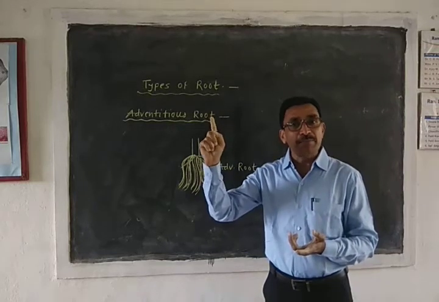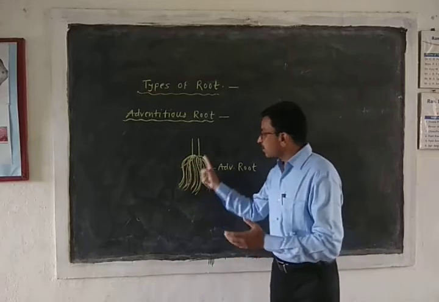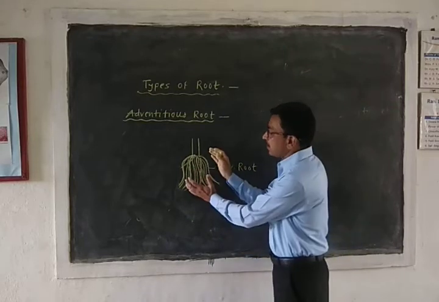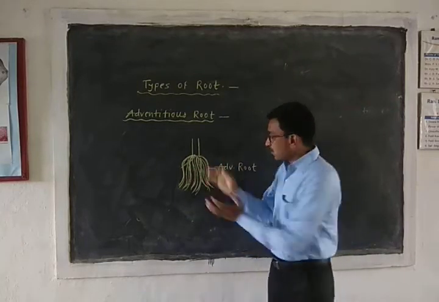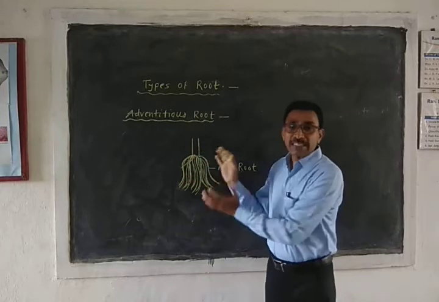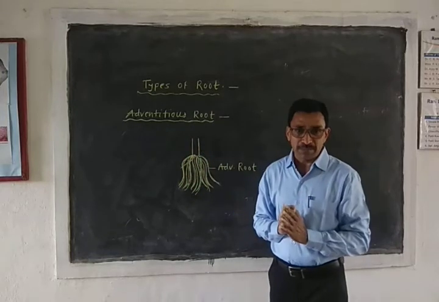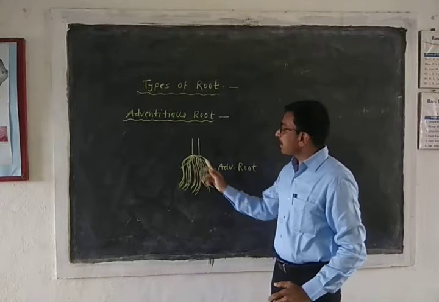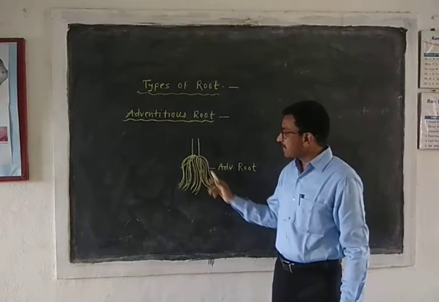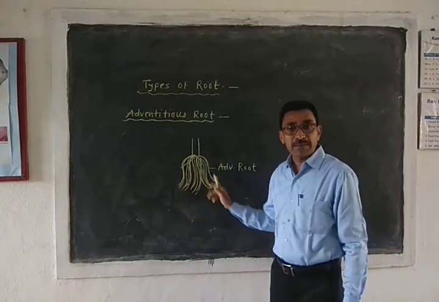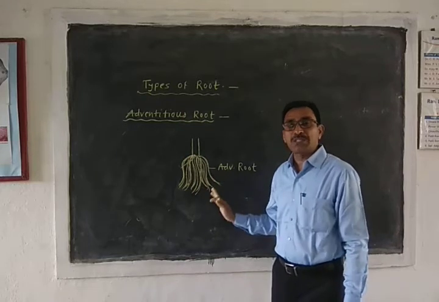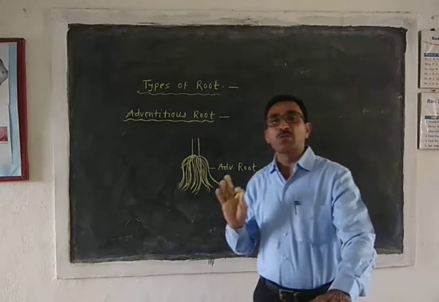That is called a branching root system. Here all the roots are in the form of a cluster. Here all the roots are in the form of a group. Hence it is called a group root system. These roots look like fibers. They are cylindrical fibers, and hence this root system is also called a fibrous root system.